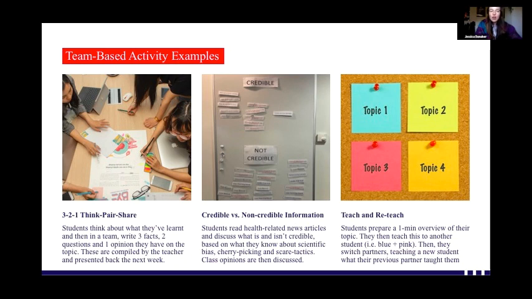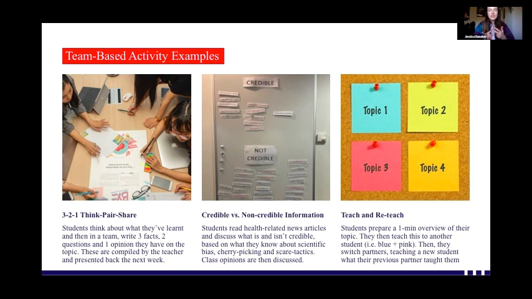So in this, I get students to come together and they usually have an A3 piece of paper and a pen, and they write down the things that they've learnt, or they think about what they've learnt, and then they come together as a team to write down 3 facts, 2 questions, and 1 opinion they have on the topic. So they think about it, they pair up, and then they share 3 facts, 2 questions, and 1 opinion.